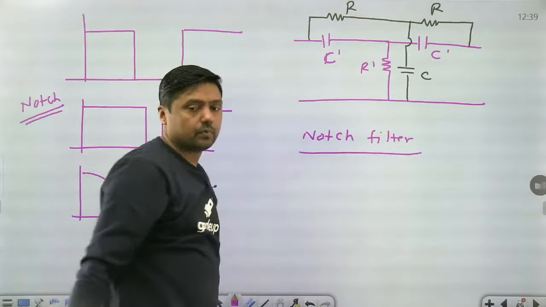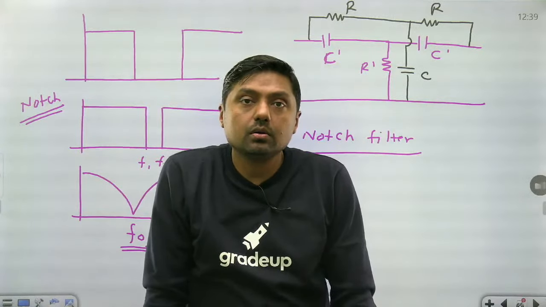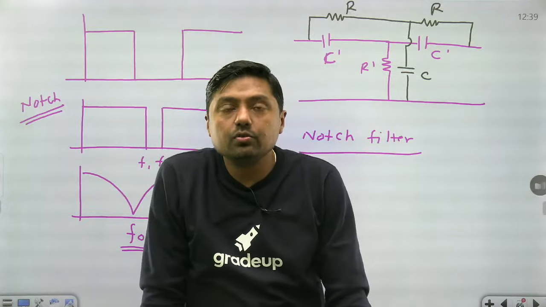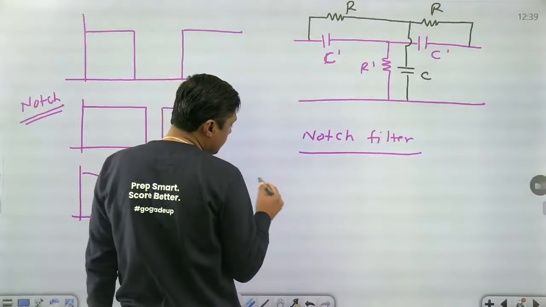Notch filter. Twin T network. Where can we use the notch filter? In a power supply, to reject the power supply noise.